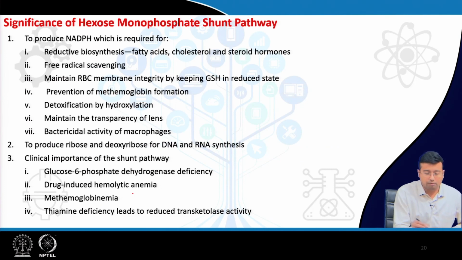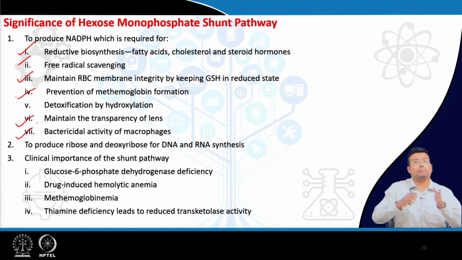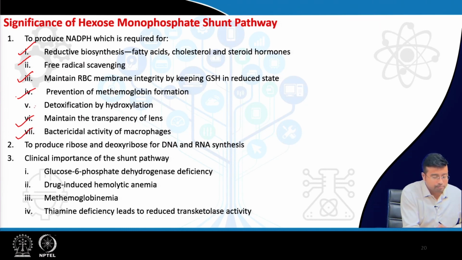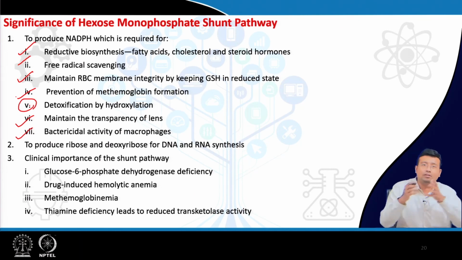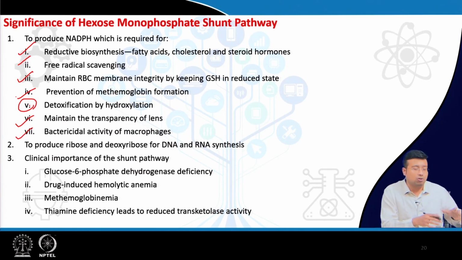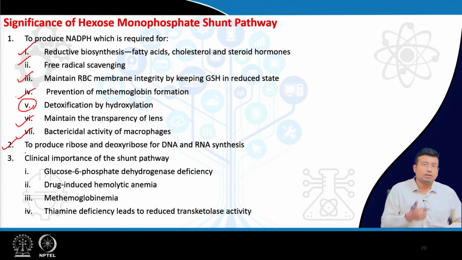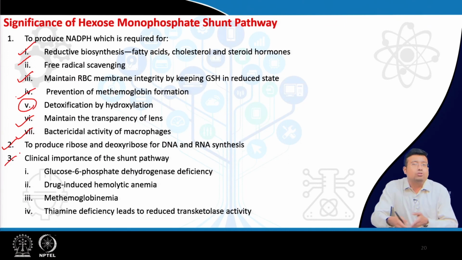So, reductive biosynthesis of fatty acid, cholesterol and steroid hormone. For the next set of classes: free radical scavenging, maintaining the integrity of the RBC membrane, prevention of methemoglobin formation, detoxification by hydroxylation, maintaining the transparency of the lens, bactericidal activity of macrophages. This will be discussed later, or even in live classes for that matter. The importance of the non-oxidative phase is to produce DNA and RNA with the help of pentoses, and clinically what we need to remember is glucose 6-phosphate dehydrogenase deficiency that leads to so many problems.